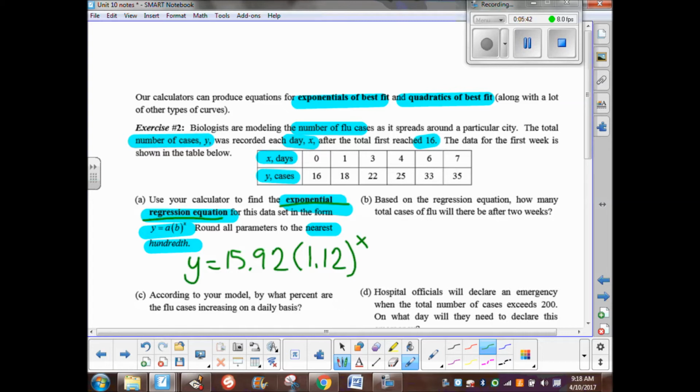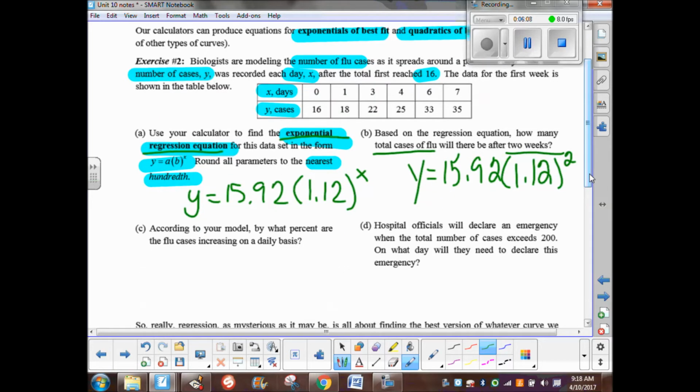So it says, based on your regression equation, how many total cases of the flu will there be after 2 weeks? Now they're asking us, I want to find out the y if I know the x. The x in days would be what for 2 weeks? 14, yeah. So 15.92 times 1.12 to the 14th power. Go right to your calculator.